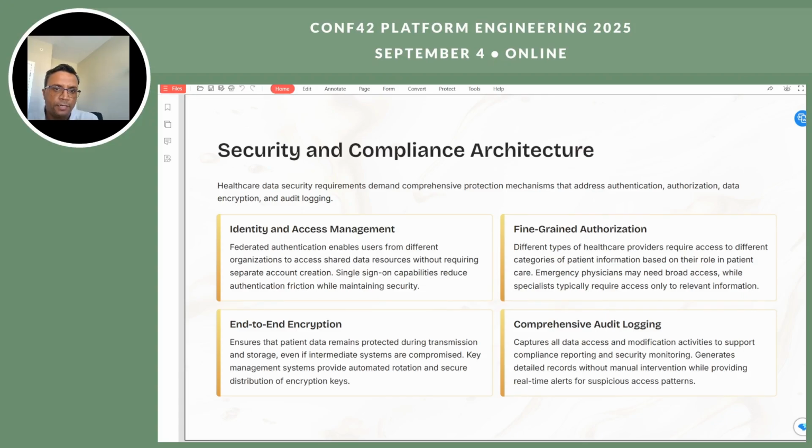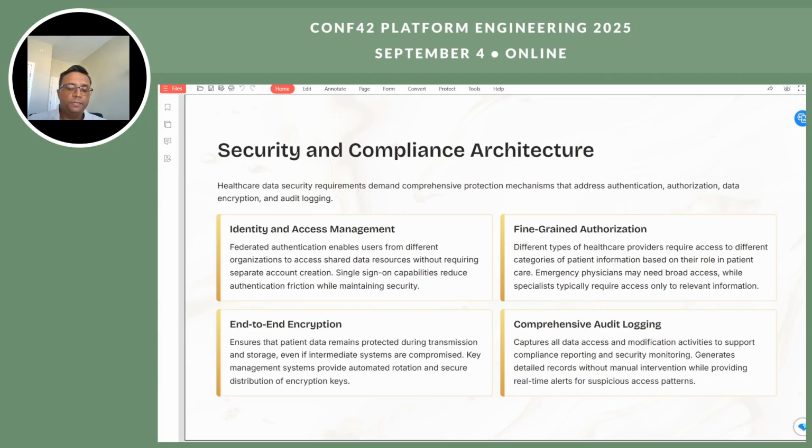In this section, I'll cover briefly security and compliance architecture. Of course, in healthcare, security isn't optional. It has to be an integrated part of the solution. So we implement federated identity and single sign-on. There is always fine-grained authorization, provided by role, because different types of healthcare providers require access to different categories of patient information based on their role in patient care.